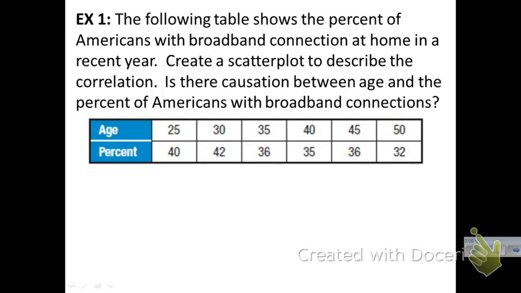So in example 1, it says the following table shows the percent of Americans with broadband connections at home in a recent year. We're going to create a scatter plot to describe the correlation, and then we're going to determine if there is causation. So when we do this in our calculators, you're going to go store age as L1 and the percent as L2.